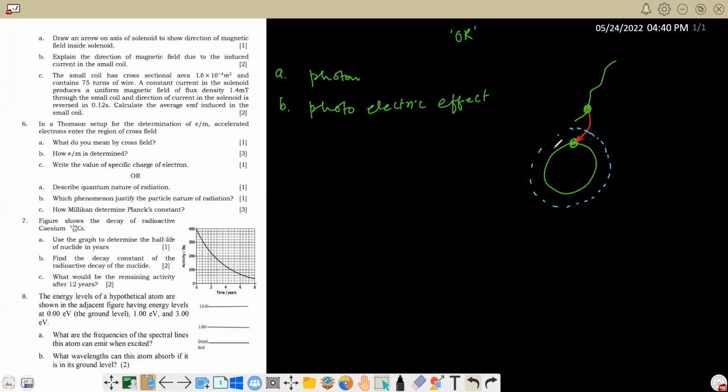So this is the idea of which phenomenon, that is photoelectric effect, is the one that justifies the particle nature of radiation.